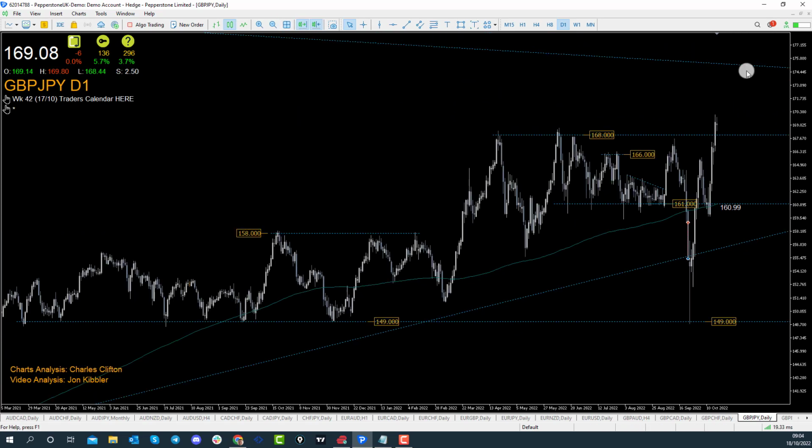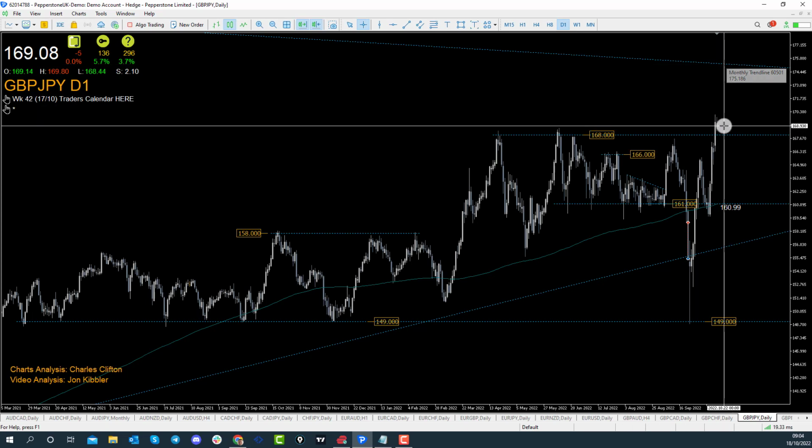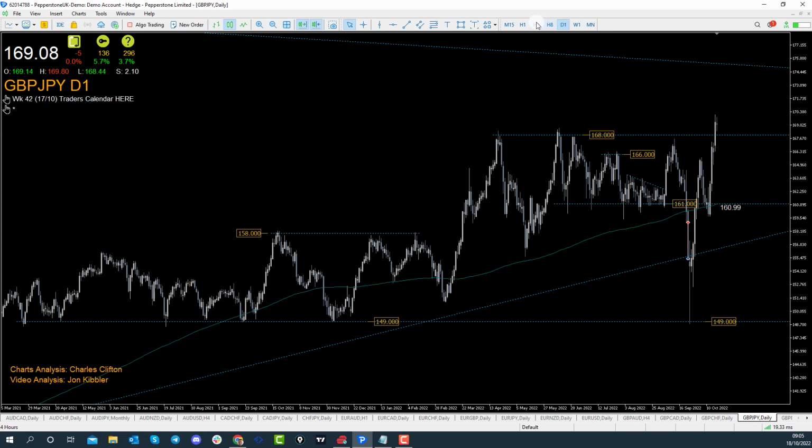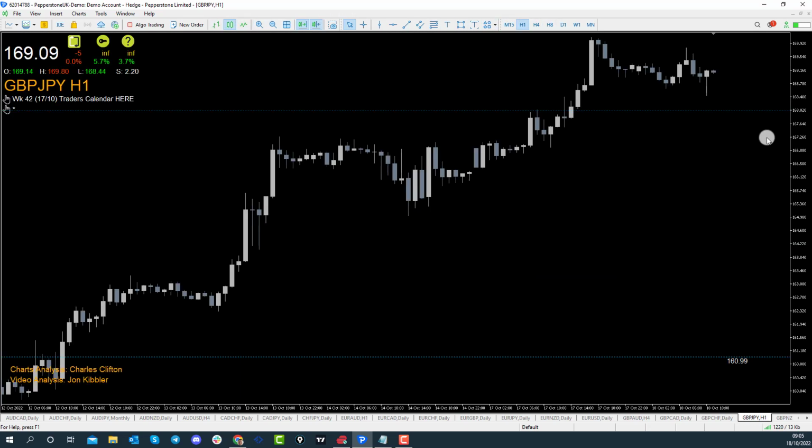If I just zoom out slightly, you can see the next area of interest is this monthly trend line up here, which coincides with the 175 handle. So what can we look at today? Well, if I go to the 4-hour time frame, we could even go a little bit lower. Let's go to the hourly.